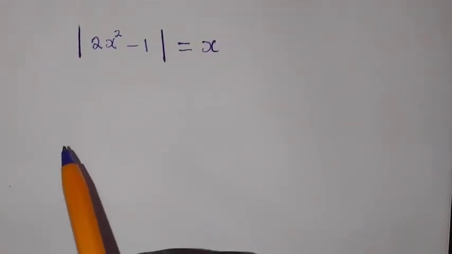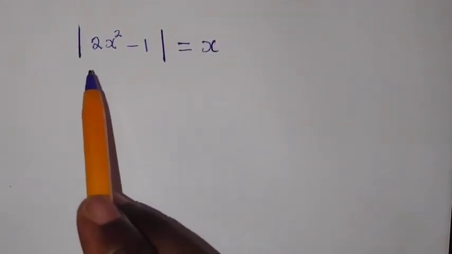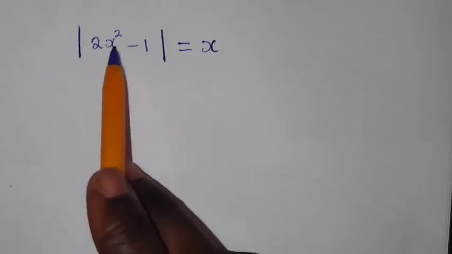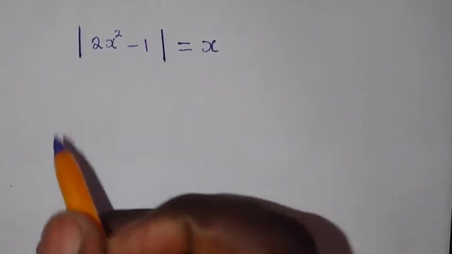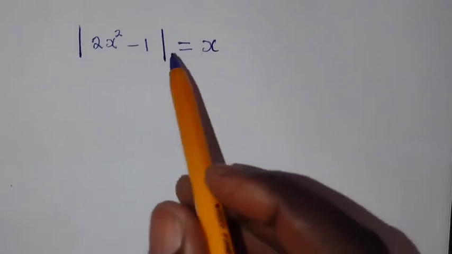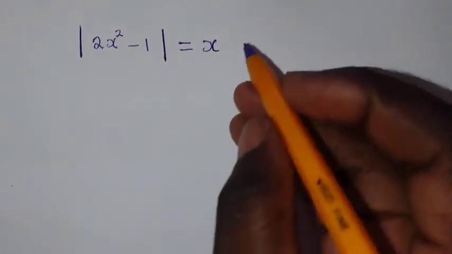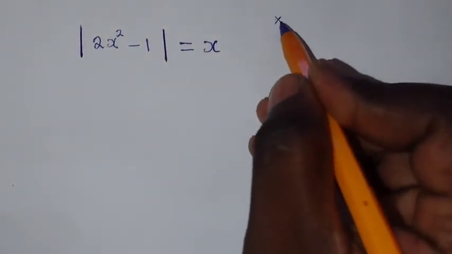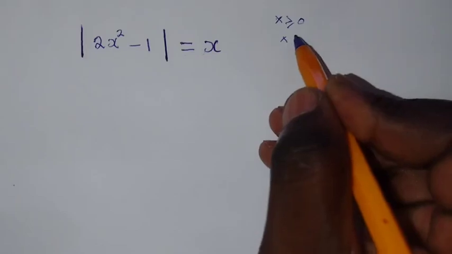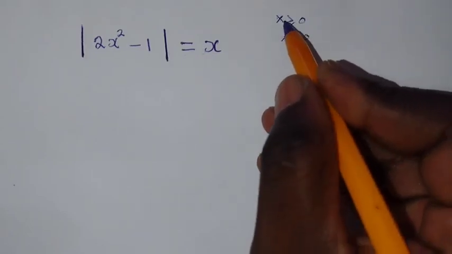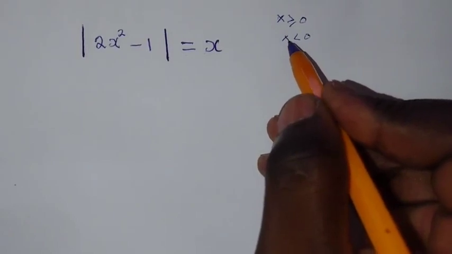Alright, so the first step is, we have the modulus of 2x squared minus 1 is equal to x. For this one, we know that it can either be x greater than or equal to 0, or x less than 0. So this one is for the positive value of x, and this one for the negative value of x.